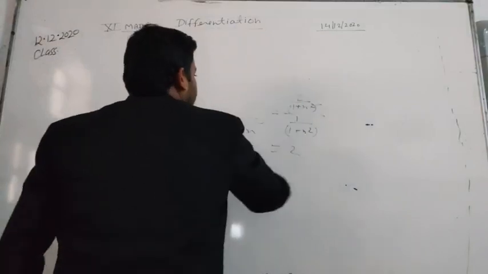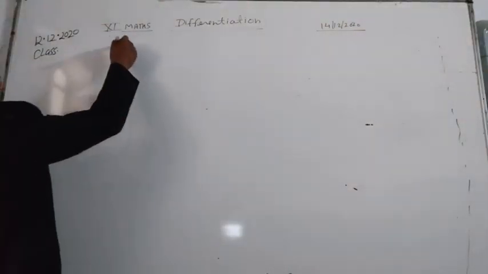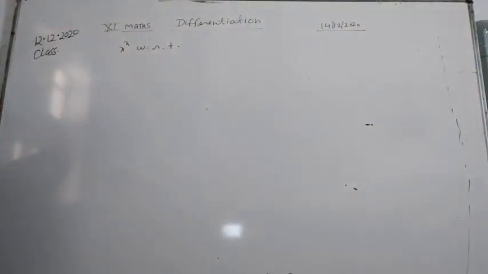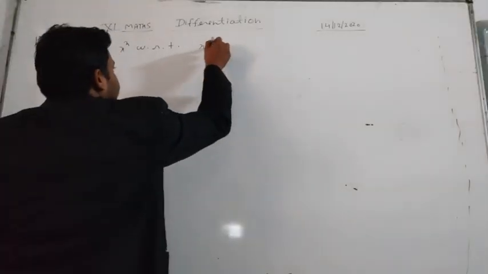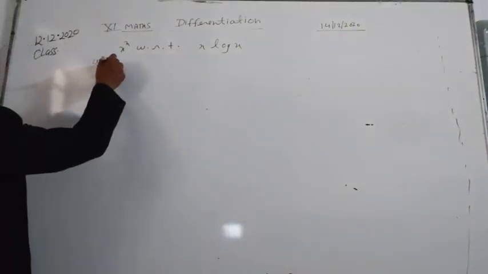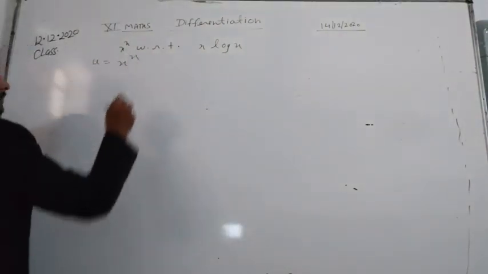The next question is: differentiate x to the power x with respect to x log x. Okay, so we have to differentiate x to the power x. So let u is x to the power x.